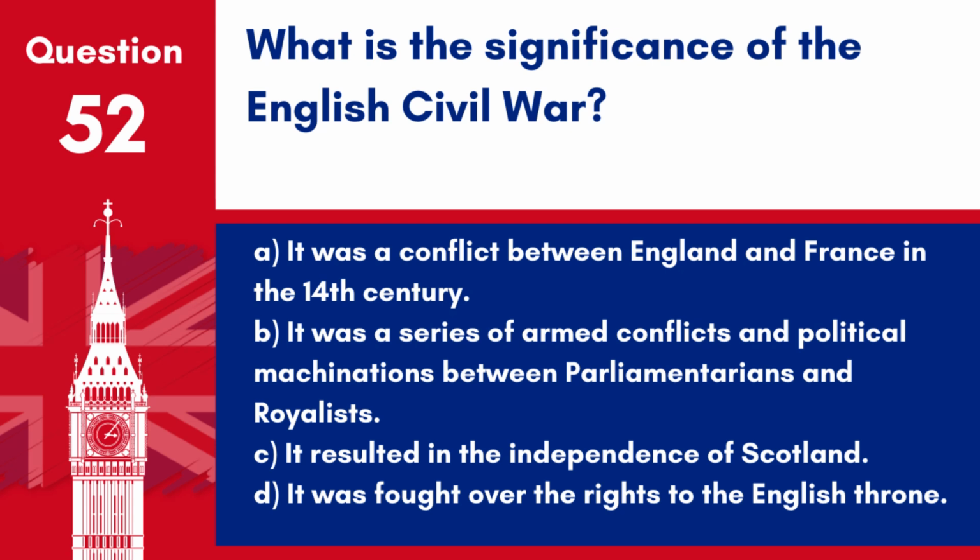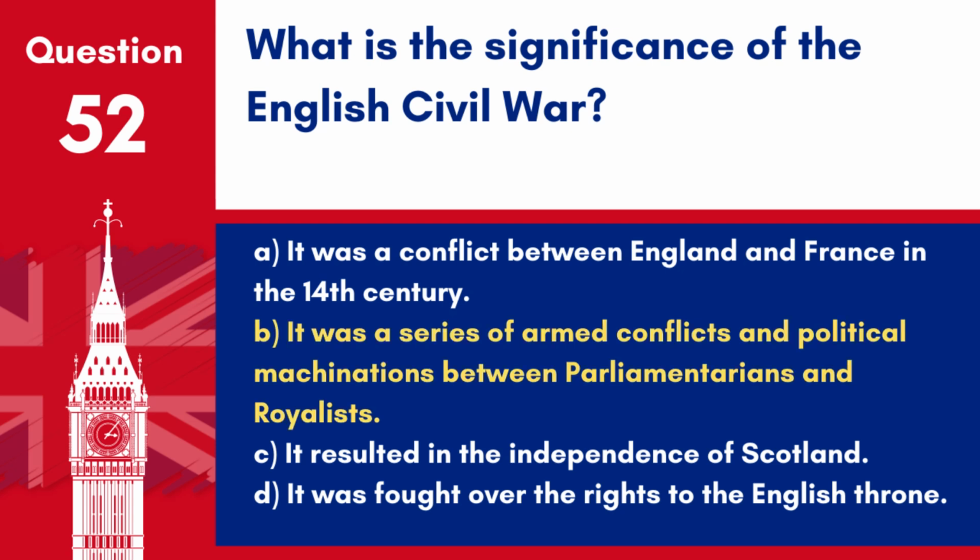Question 52. What is the significance of the English Civil War? A. It was a conflict between England and France in the 14th century. B. It was a series of armed conflicts and political machinations between parliamentarians and royalists. C. It resulted in the independence of Scotland. D. It was fought over the rights to the English throne.